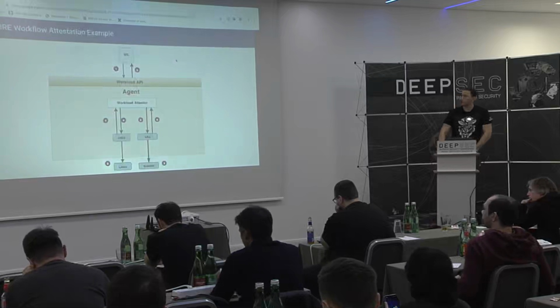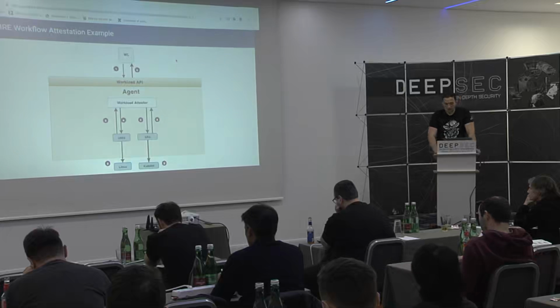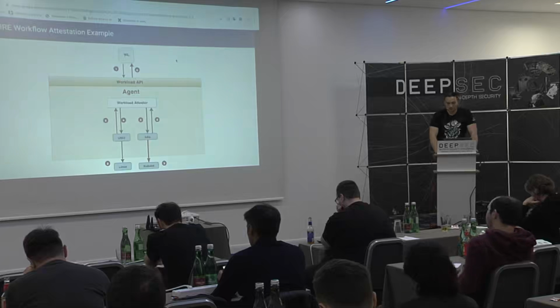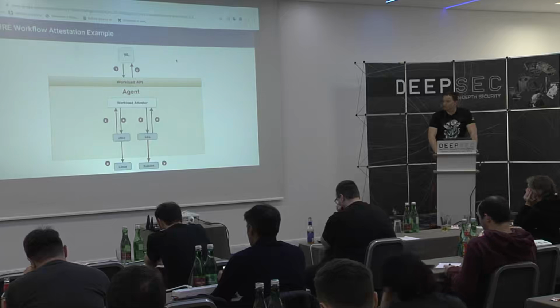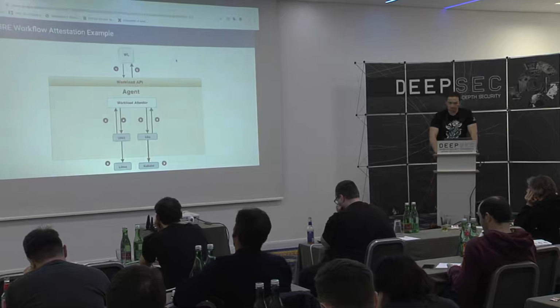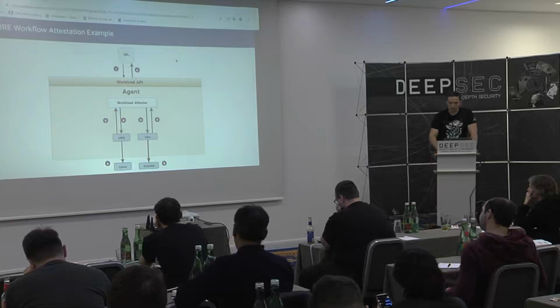And the second step is workload attestation. A workload calls the workload API on the host and requests SVID credentials. The agent attests the workload using workload attesters, Linux-based or container-based, and then the agent requests an SVID for this workload. And as a result, the workload is attested and has its identity.